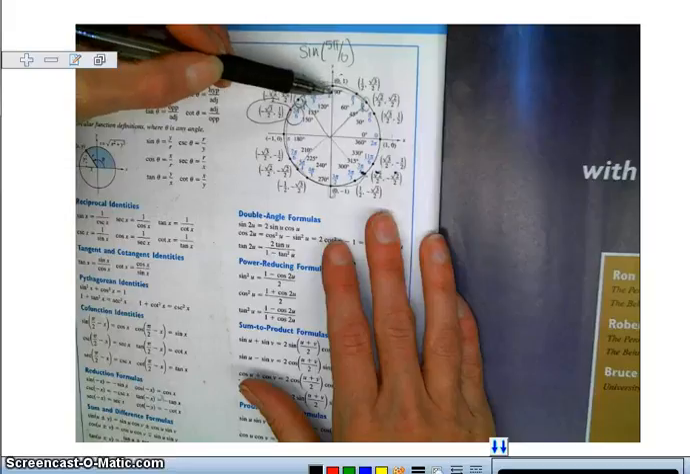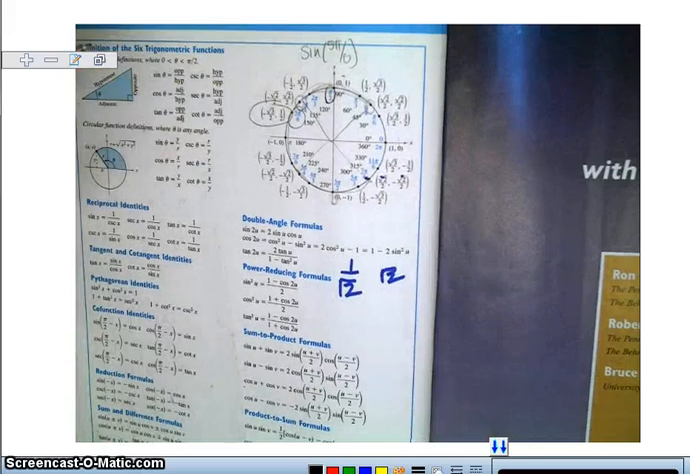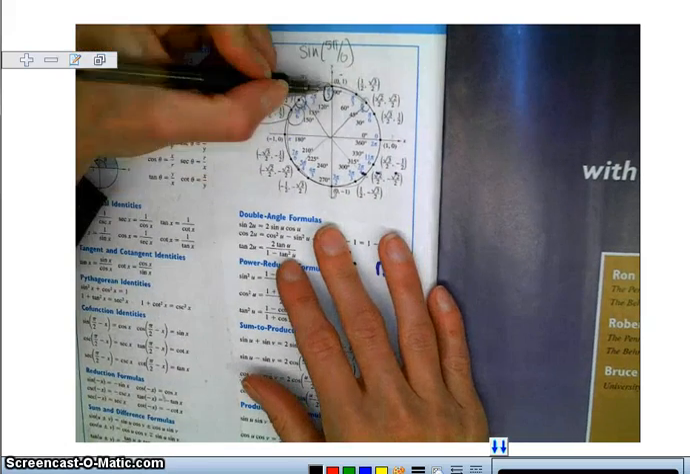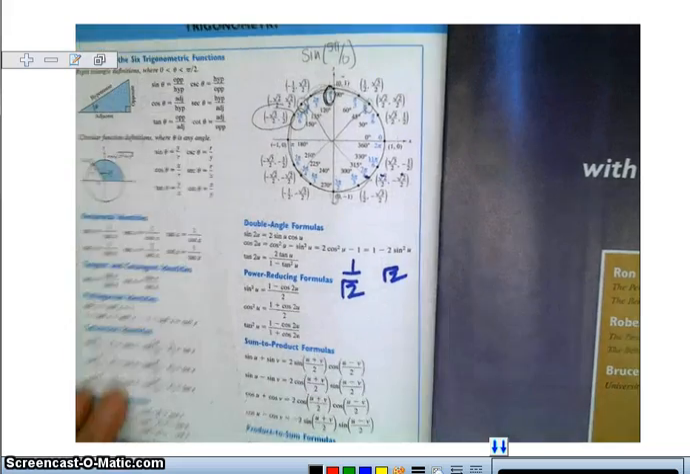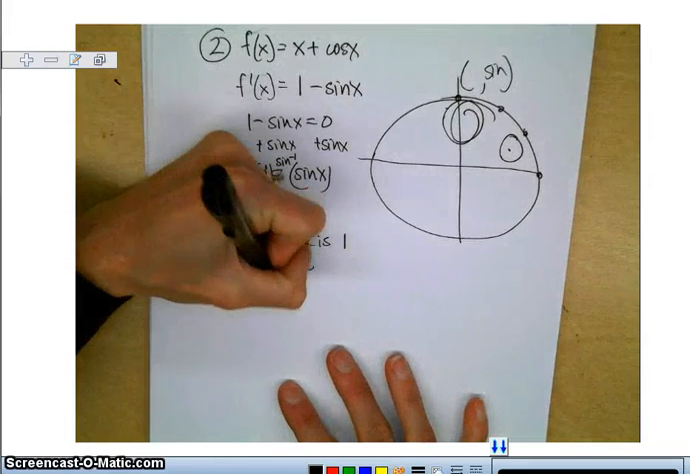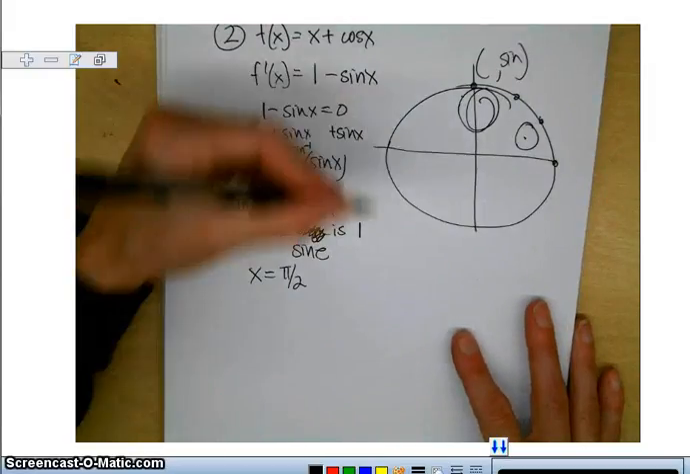Pi over 2. Do not give me degrees in calculus. I would understand you, but a college professor may not like it so well. They give you a 0 on the whole thing. So pi over 2 is the place where the sine is 1. So x equals pi over 2. Okay, so how do you get the y value then? Because you need an ordered pair.